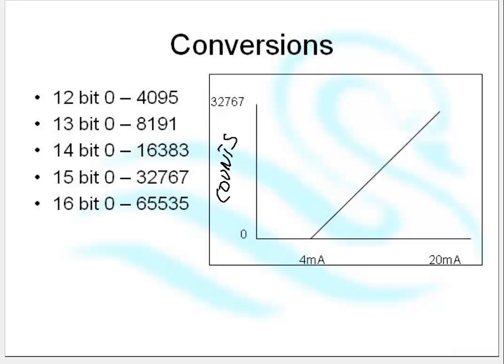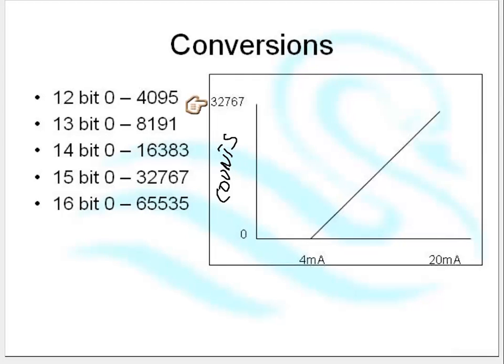Now, it would be really nice if 4 milliamps was converted into 0 counts, and it would be really nice if 20 milliamps was converted into 32767. 32767 is the biggest number I can have with a 15-bit ADC. So it'd be nice if 4 milliamps was 0 and 32767 was 20 milliamps. That would be nice.